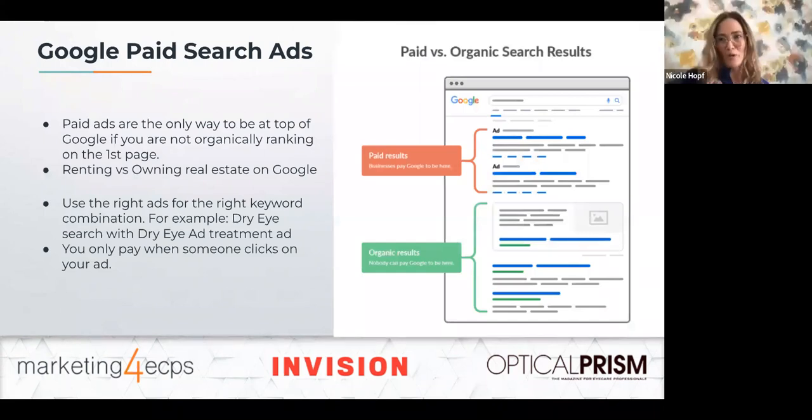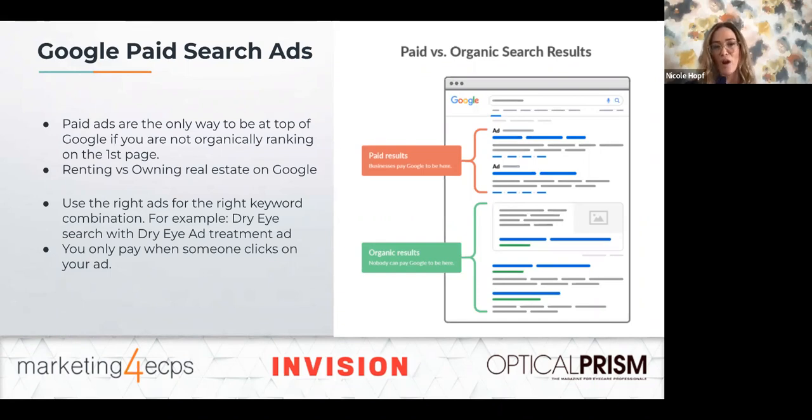Thank you, Robin. Now jumping over, because they are both equally important and they have their place, to Google paid search ads. Back when we started, these were known as PPC, pay per click, Google ads, Google search ads. They are always the paid ads at the very top of Google. Even if you are ranking strong organically, those will always be the top ones, the paid ones at the top. The only way you can get there is really by paying to play. So it's about renting versus owning your real estate on Google.